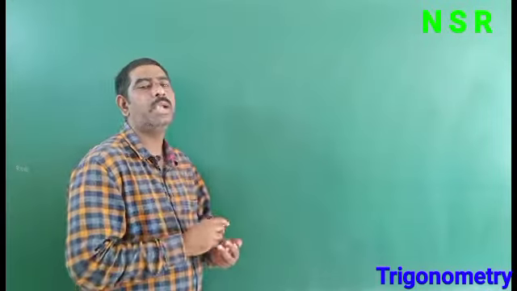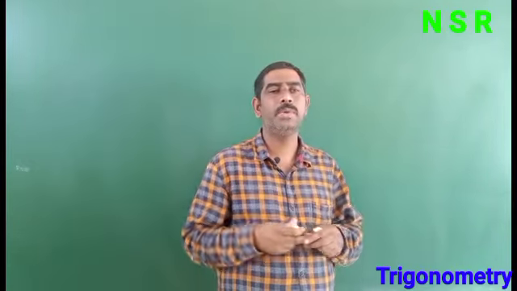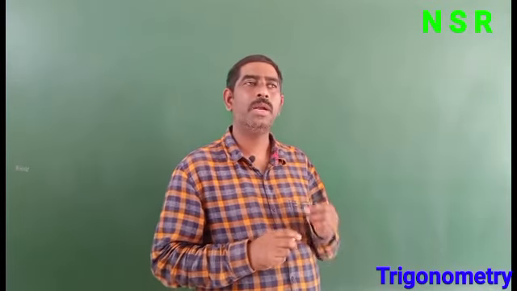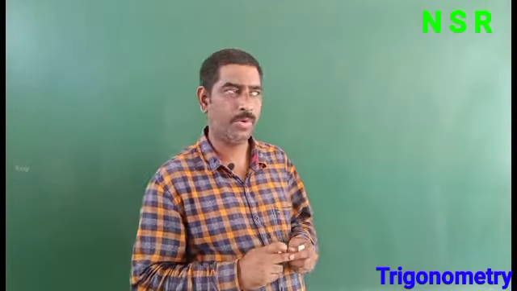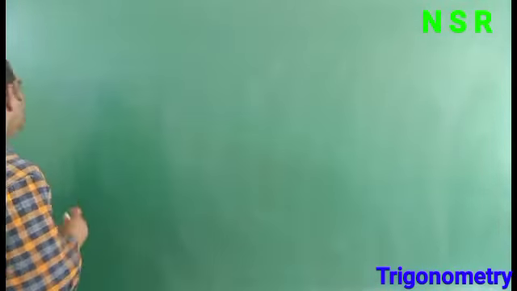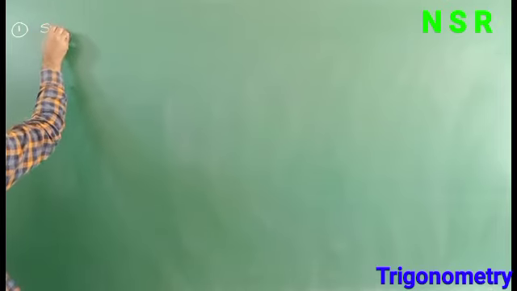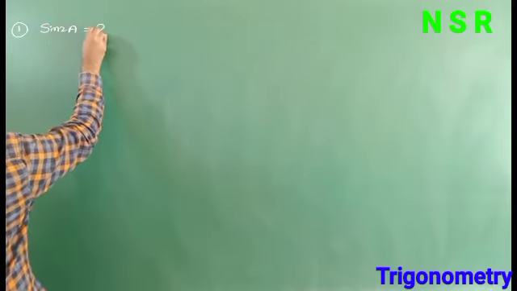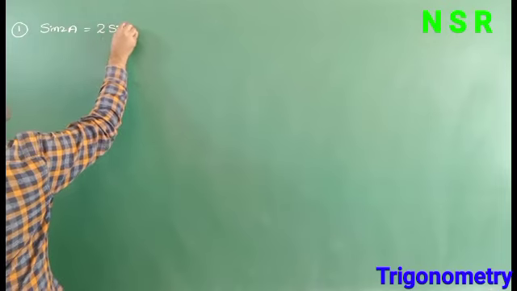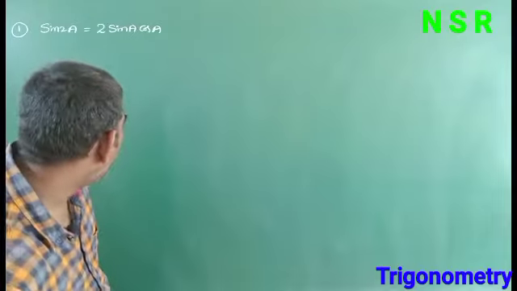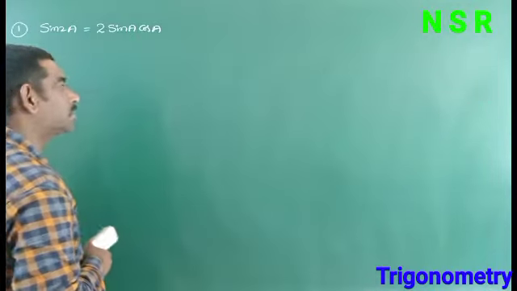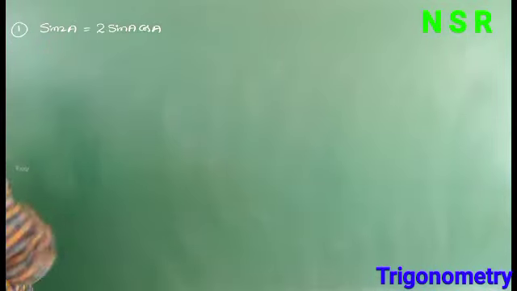So next, multiple angles. Multiple angle means ratio of angle multiplied with any number. Suppose sin 2a, sin 3a, sin 4a like that. So first we have to learn about the sin 2a formula. The sin 2a formula is 2 sin a into cos a. That is, sin 2a equals 2 sin a cos a, which is the sin 2 theta formula.